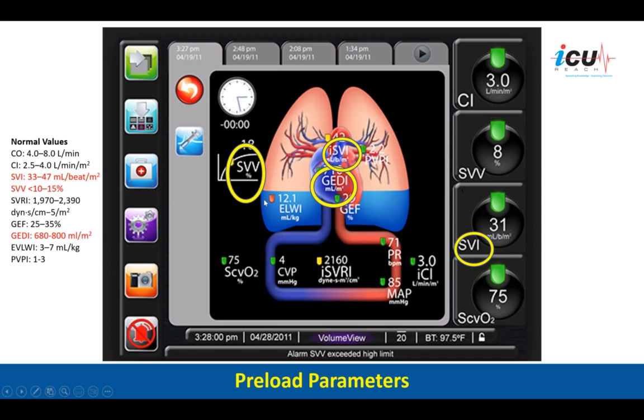Make sure that your patient is on 8 ml per kg of tidal volume before you look at the stroke volume variation. Anything less than 10 to 15 may indicate that your patient is not fluid responsive. Anything higher than this value may indicate that your patient may benefit from fluid.